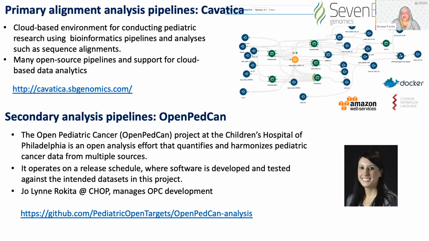The secondary analysis pipeline is called OpenPedCan, and it actually came out of the Childhood Cancer Data Lab, where one of the partners was Alex's Lemonade Stand and CHOP. OpenPedCan was forked off of that and addresses a number of different cancers beyond brain cancer. So it's kind of a big umbrella of analyses. Jo Lynne Rokita on the right-hand side there is one of the people who's managing that development. And if you're into that kind of thing, it's on GitHub if you'd like to look it up.